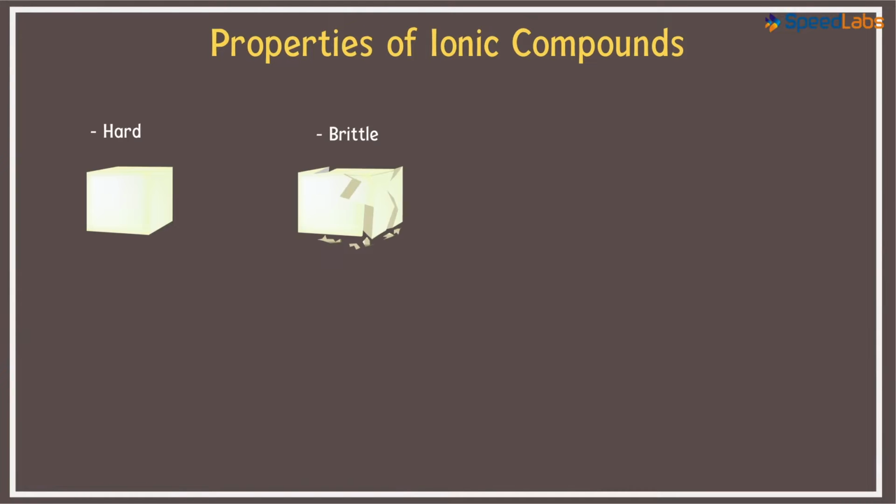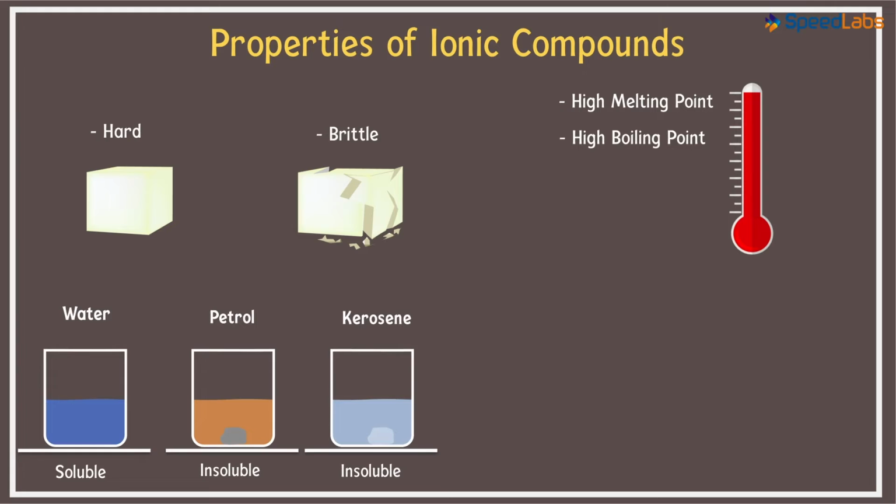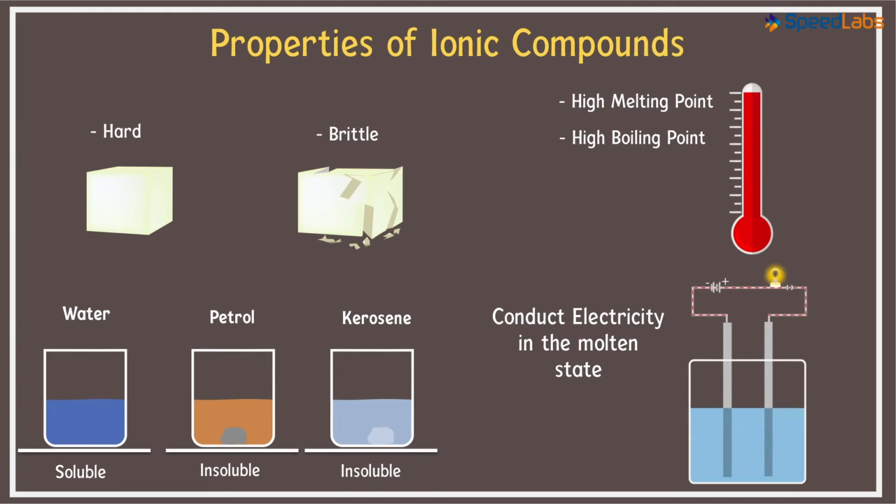So let's review the 4 major properties of ionic compounds. They are hard and brittle. They have very high melting and boiling points. They are soluble in water but insoluble in solvents like petrol or kerosene. And they conduct electricity in the molten state or when dissolved in water.